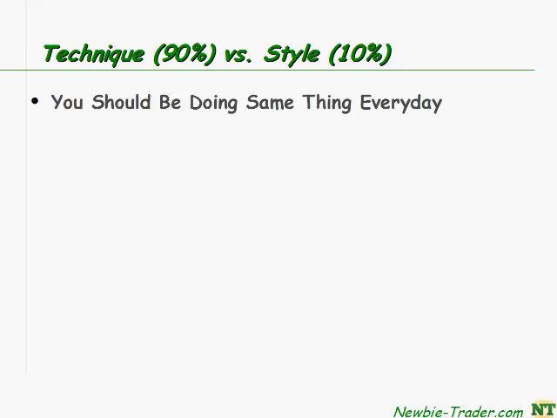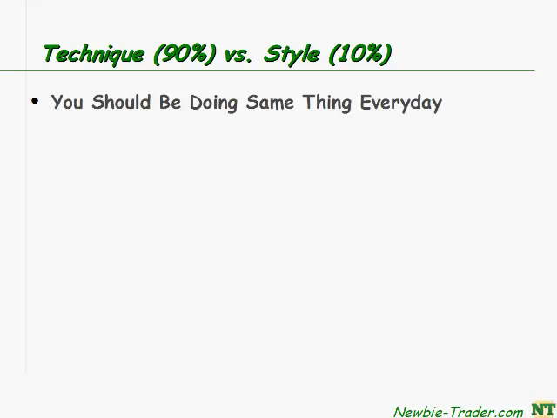So I want to talk to you a little bit about technique versus style. And most newbie traders have this exactly backwards. Most newbie traders will trade probably about 10% technique and 90% feel or style. And that's exactly opposite of what you should be doing.